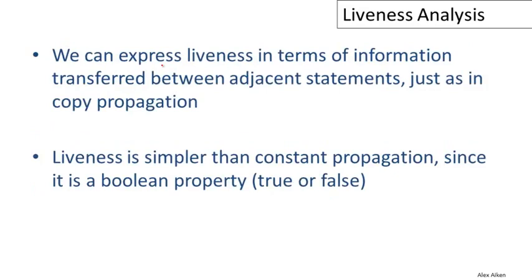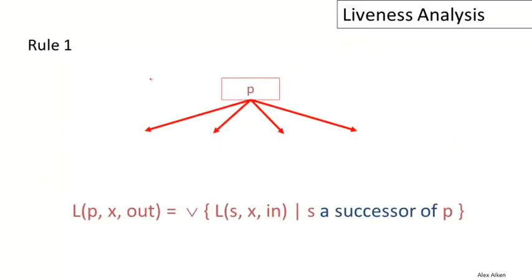So once again, what we want to do is to have global information about the control flow graph. In this case, the property is whether x will be used in the future. We want to make that information local to a specific point in the program so we can make a local optimization decision. And just like for constant propagation, we're going to define an algorithm for performing liveness analysis. And it's going to follow the same framework. We're going to express liveness in terms of information transferred between adjacent statements, just as we did for copy or constant propagation. And it's going to turn out that liveness is somewhat simpler than constant propagation, since it's just a Boolean property. It's either true or false. So let's take a look at some of the rules for liveness.